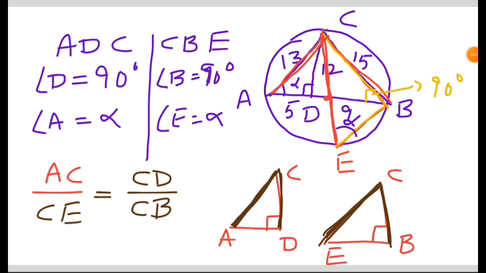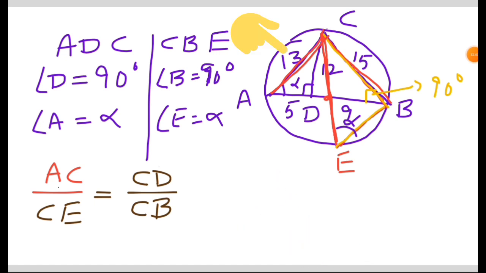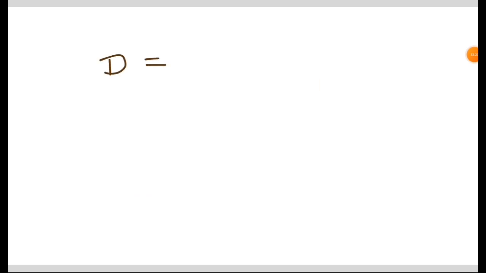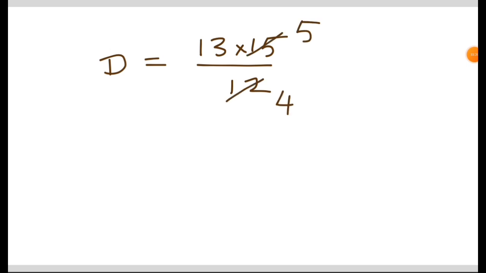We know that AC, the length, is 13 units. Let's substitute the values here. AC is 13 over CE, which is nothing but the diameter. We don't know that, we need to find it. And CD is nothing but the height, the value is 12, over CB, the value is 15. From here we cross multiply, then D equals 13 times 15 over 12. After cancelling, 3 times 5, 3 times 4, the diameter value is 65 over 4.